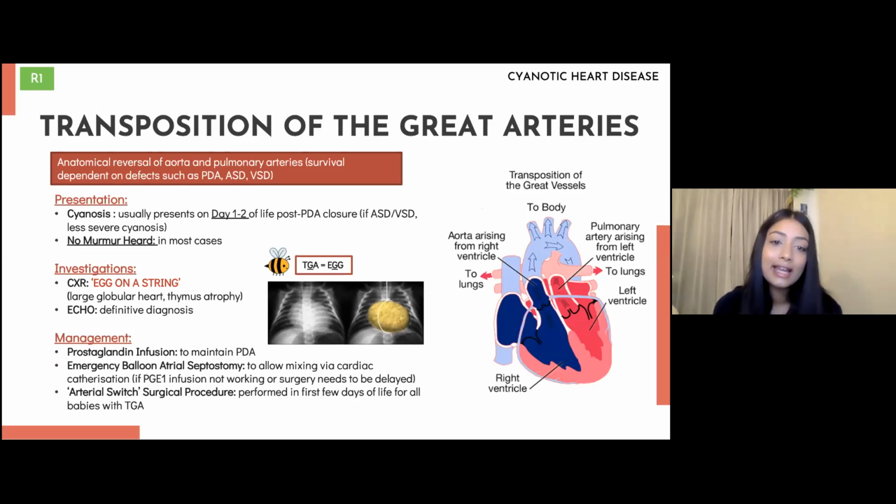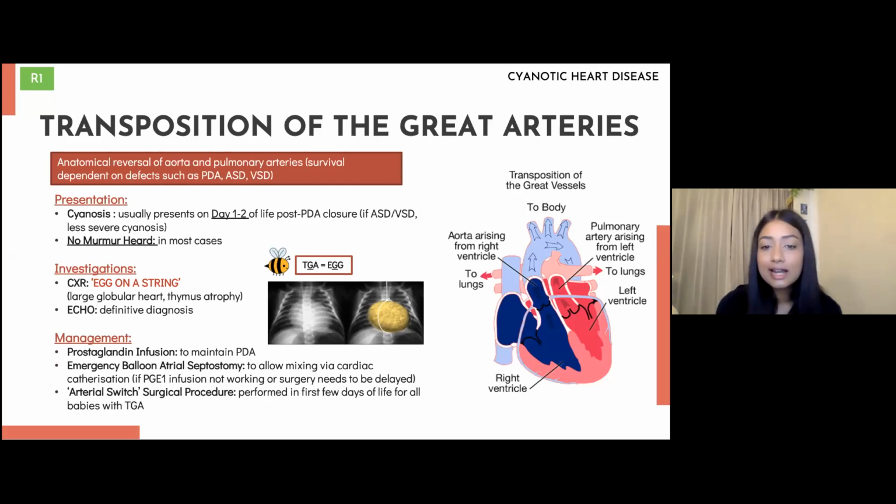Okay, so TGA is the anatomical reversal of the great vessels. So the aorta is actually connected to the right ventricle and the pulmonary artery is connected to the left ventricle. So it's often considered to be one of the most important cyanotic heart diseases, as it needs to be managed as soon as possible. Because there is this reversal of the great arteries, deoxygenated blood is returned to the body and oxygenated blood remains in the pulmonary circulation. So essentially there are 2 parallel circulations, and the only way for these babies to survive is if there's another defect, such as a PDA or an ASD or VSD, that allows for mixing of the blood between these 2 circulations. So usually there will be some other defect associated with it.